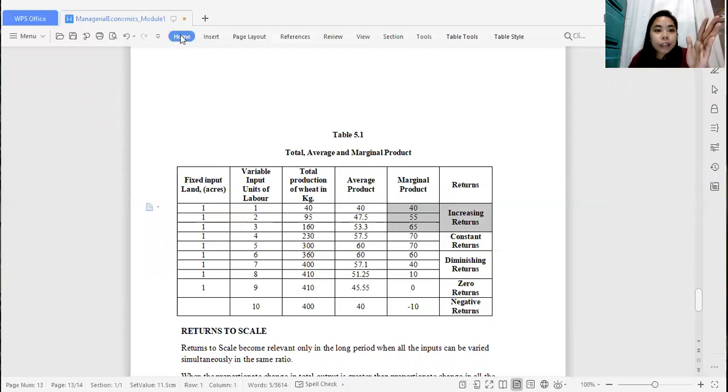Hindi ta makoloran. Koloran ta. Wait lang. WPS siya ang gamit mo. Hindi tayo kabalo sang WPS. Wala ko siya na Word. Dali lang.